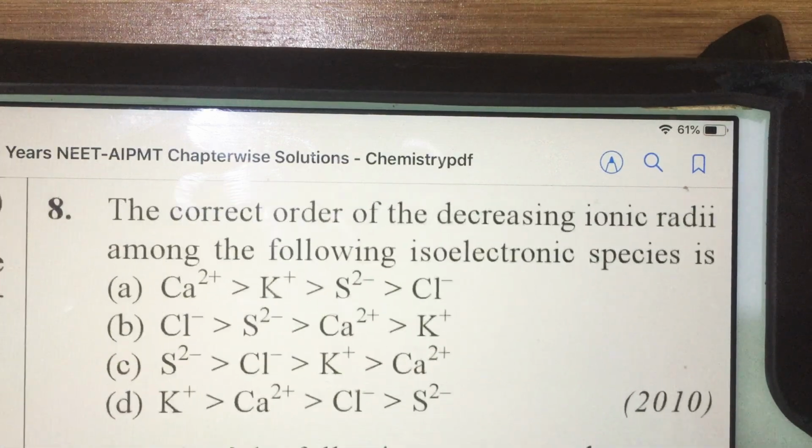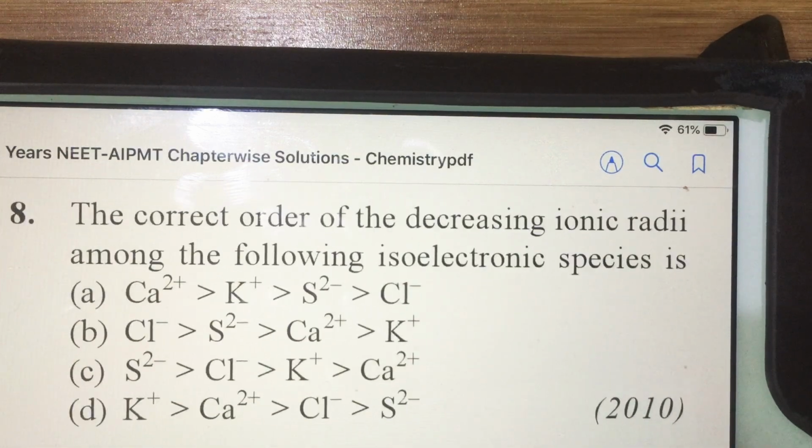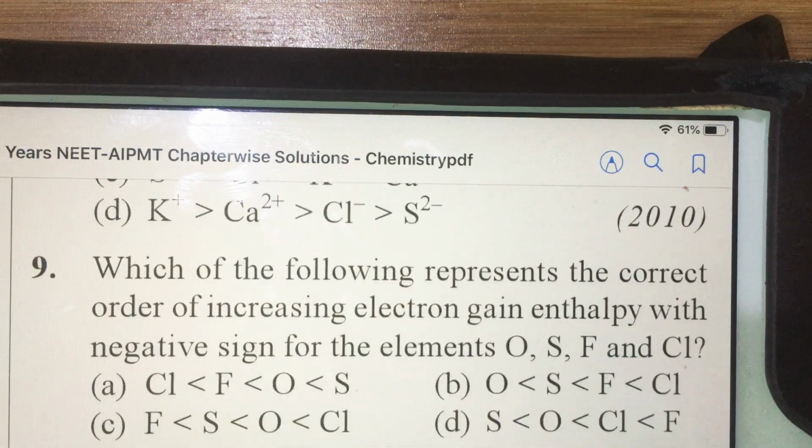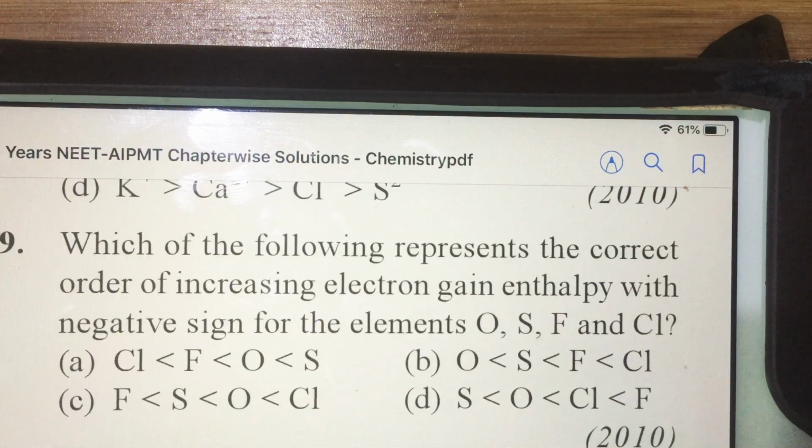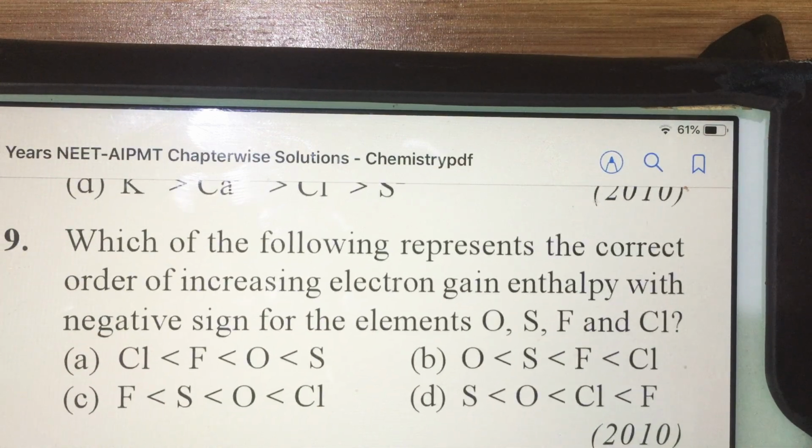So, question number 8. The correct order of decreasing ionic radii among the following isoelectronic species. We have already discussed. So the answer to this question is C. More negative, bigger the size. More positive, smaller the size. Question number 9. Which of the following represents the correct order of increasing electron gain enthalpy with negative sign for the elements oxygen, sulfur, fluorine, chlorine? Again, the answer to this question must be B.